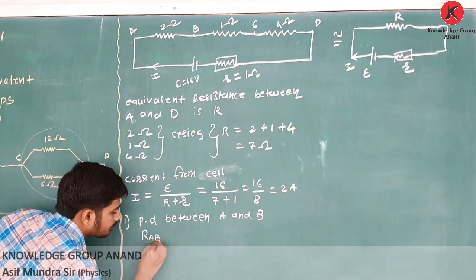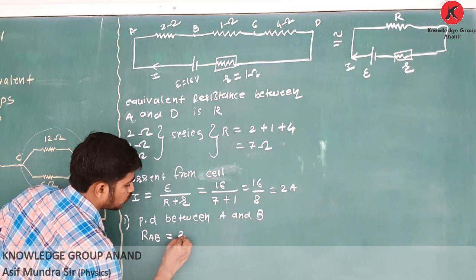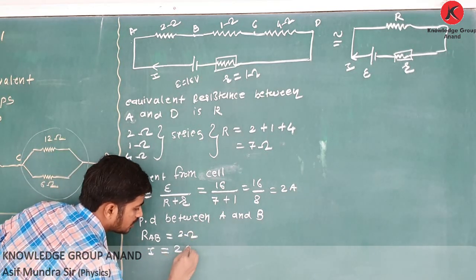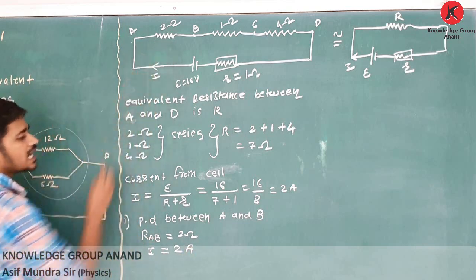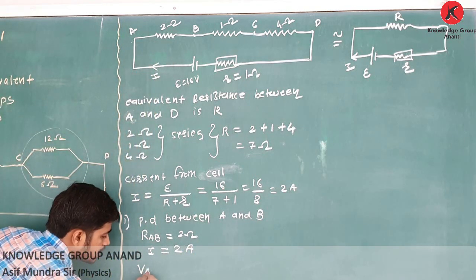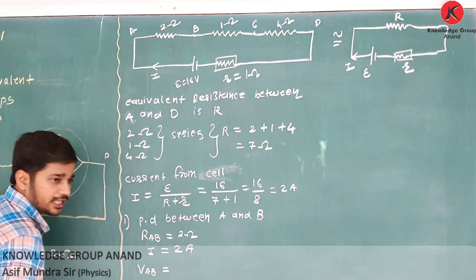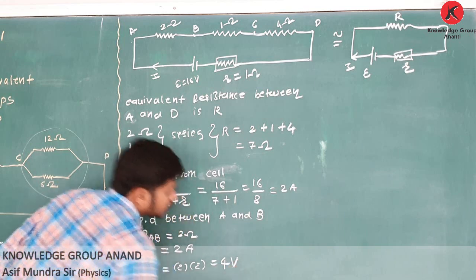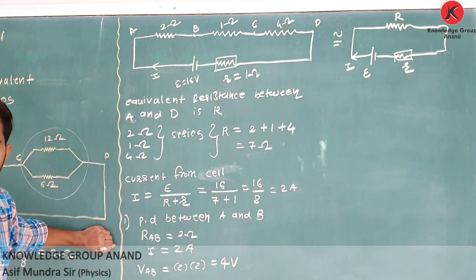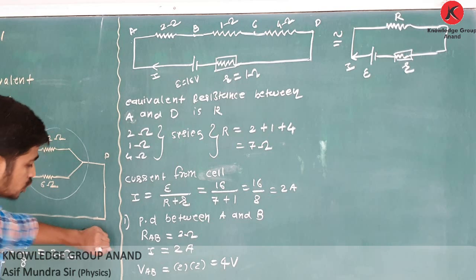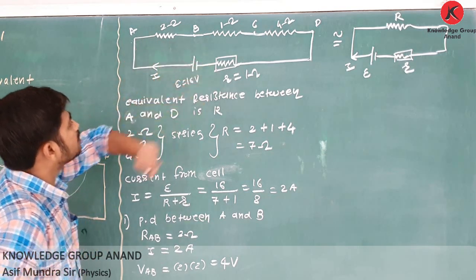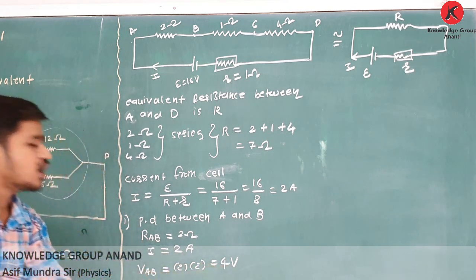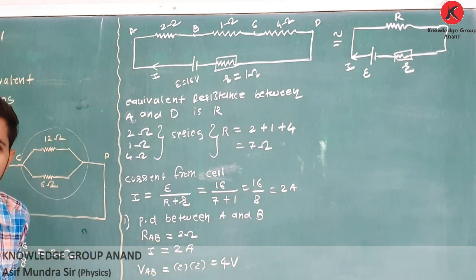For potential difference between A and B, RAB is equal to 2 ohm. Current flowing through it is 2 ampere. So what is the potential difference? VAB is equal to I into R, means 2 into 2 is equal to 4 volt. Clear about this? So the potential difference between points A and B is 4 volt. Clear about this?